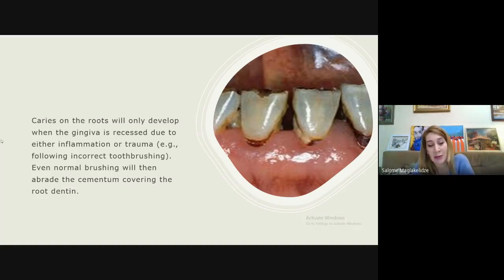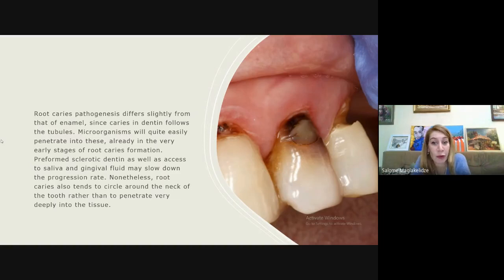Because as you know, cementum is much less mineralized and it is very easy to damage. So for root caries, the pathogenesis differs slightly from the enamel surface because it follows the dentinal tubules, and microorganisms will quite easily penetrate into them, already in the very early stages of root caries formation. The preformed sclerotic dentin, as well as access to saliva and gingival fluid, will slow down the progression, but root caries also tends to go circumferentially around the neck of the tooth, and that's quite unique for root caries.